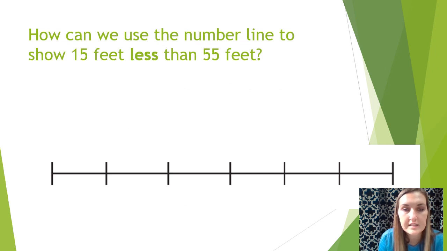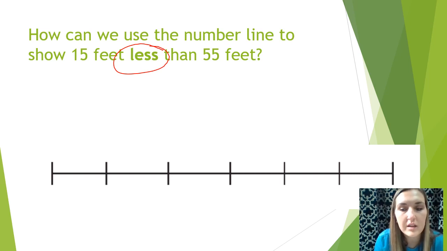For this question, see if you can figure out what sounds different. How can we use the number line to show 15 feet less than 55? What is different about my question? Less. The word is less. So when we heard the word more, that meant that we had to go right on our number line. When we hear the word less, we have to go backwards and count down. So we're going to go left.